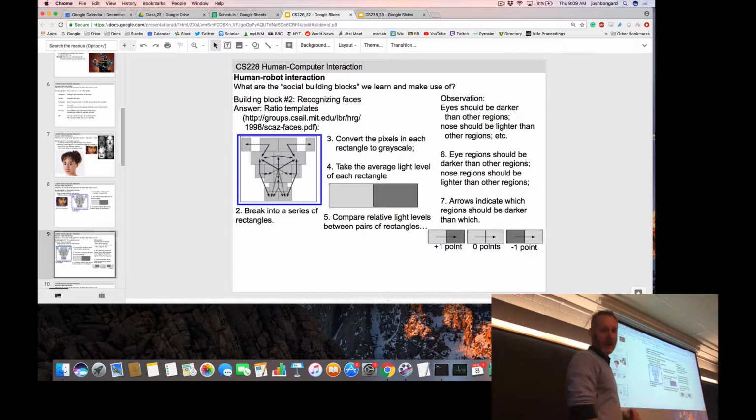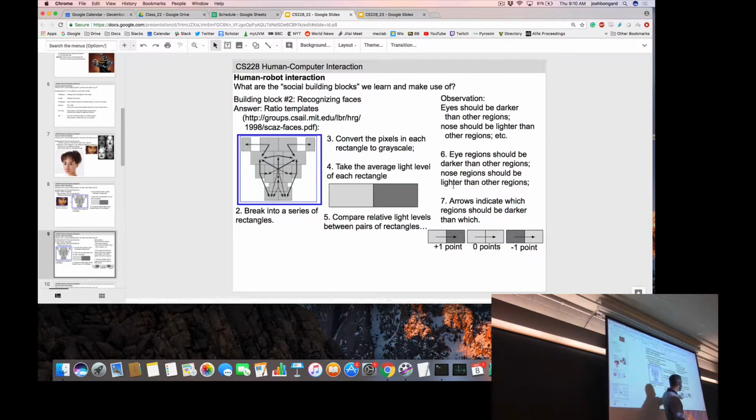Okay. So we can make a bunch of observations about relative light levels of faces, such as, for example, eyes should be darker than other regions, and the nose should be brighter than a lot of other regions on the face. So you can see this rectangle here, there are a lot of outgoing arrows from here. It's expecting to see brightness here and darker by the eyes, the mouth, the shadow under the chin, and so on. Okay, so again, the arrows indicate what should be what.